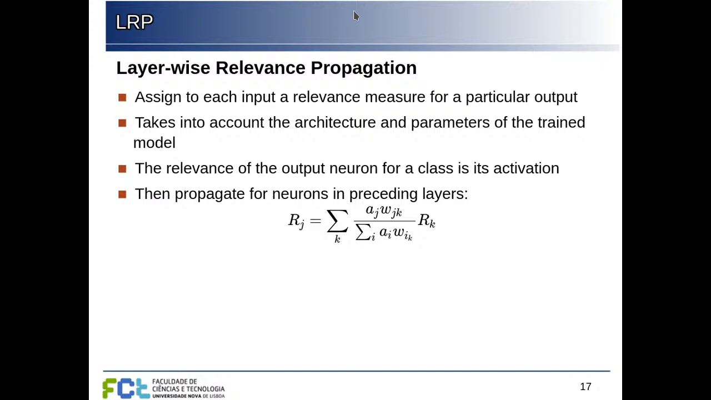So suppose that we have 10 classes, we will have 10 neurons at the output, and we want to see the relevance of the inputs, for example, the pixels of an image, but this can be more general than that. We want to see how relevant each input is for that prediction of that particular class. And this is done by propagating relevance through the network from the end all the way to the inputs.